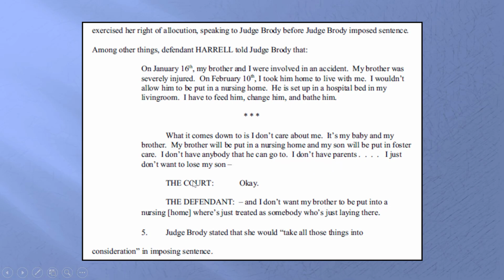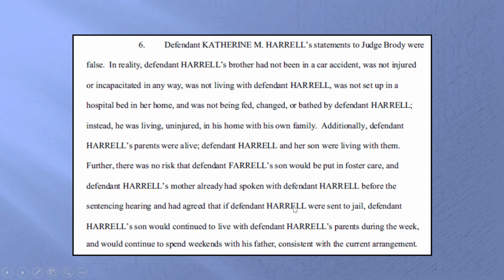I don't want my brother to be put in a nursing home. The judge said she would take all these things into account. The statements were false. The brother had not been in a car accident, was not injured, was not living with her, and was not in a hospital bed, and was not being fed, changed, or bathed. He was living uninjured at home with his family.